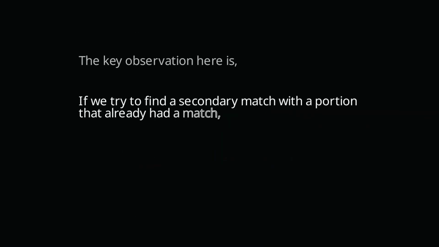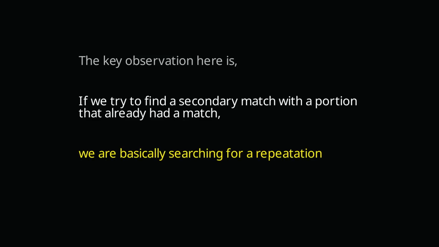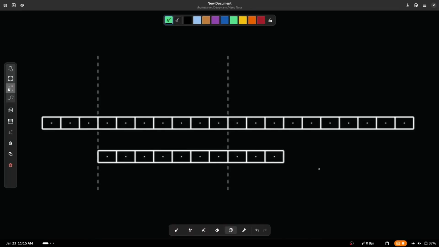So the key observation here is if we try to find a secondary match with a portion that already had a bigger match, we are basically searching for a repetition. And if there is no repetition, there is no match. On this part, I didn't have time to animate it. Let's just draw it.